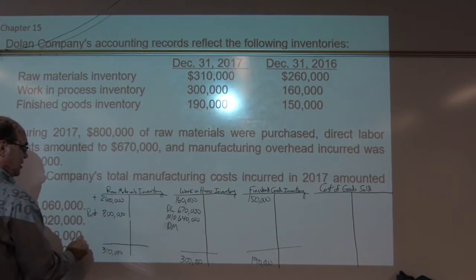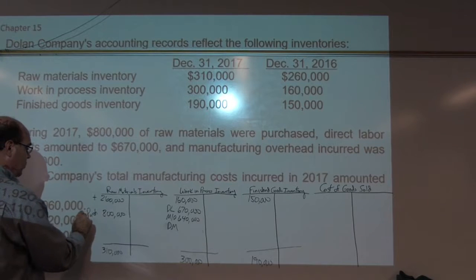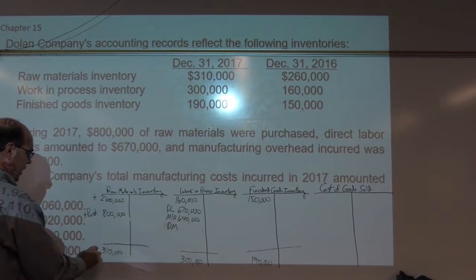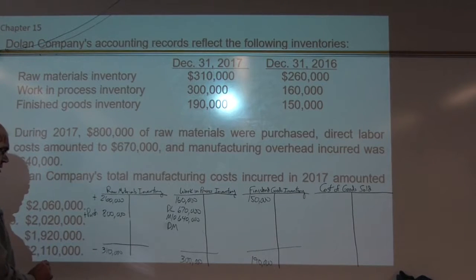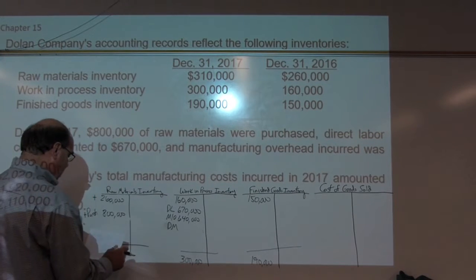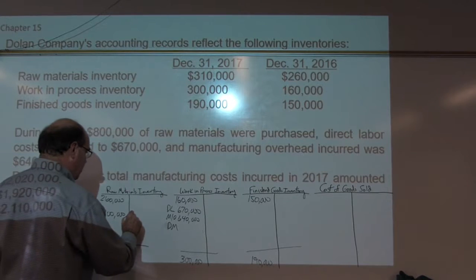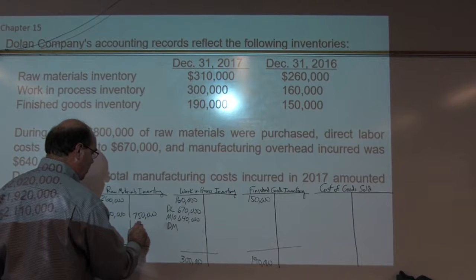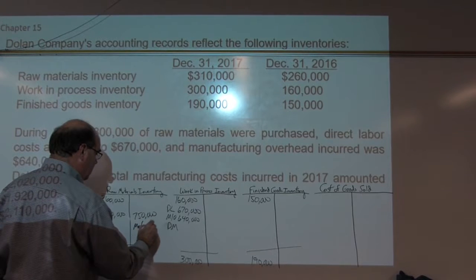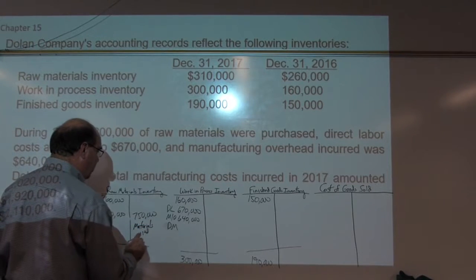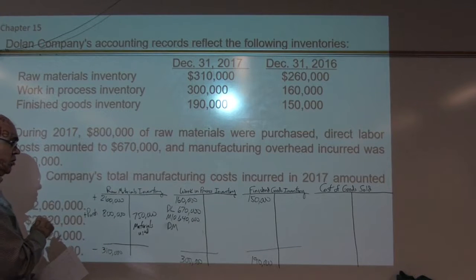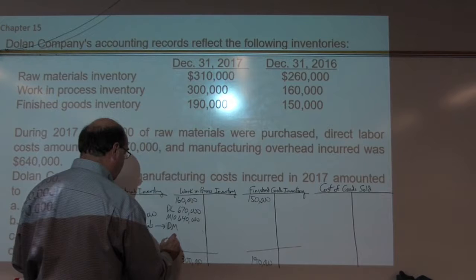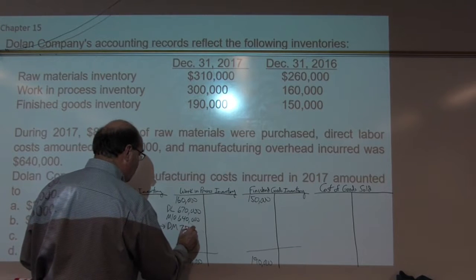I add my beginning balance of raw materials. I add what I purchased in. That gave me $1,060,000 available. I subtract my ending balance, what I didn't use, so the difference must have been what I used up, and that works out to be $750,000 of materials that were used and transferred out of my raw materials inventory. Where did they go? Well, when they were used, they went into work in process. So this becomes $750,000.